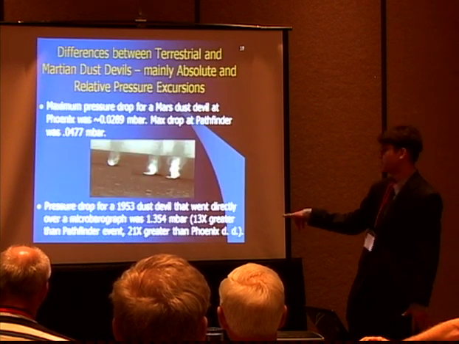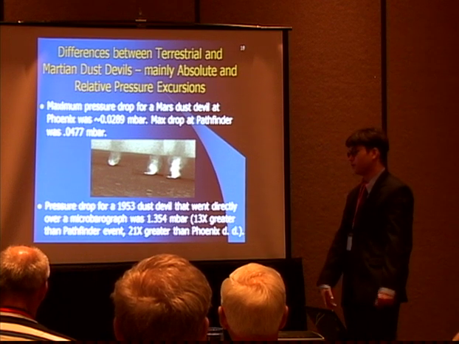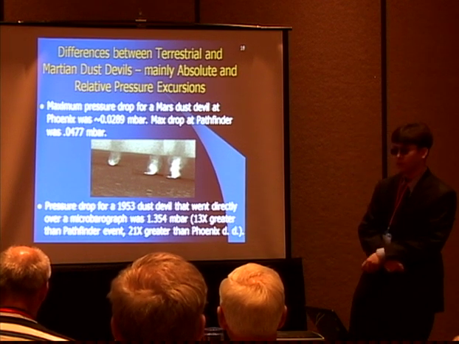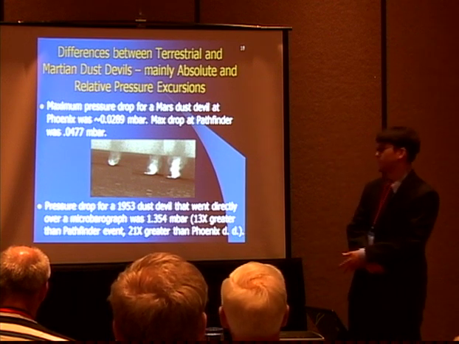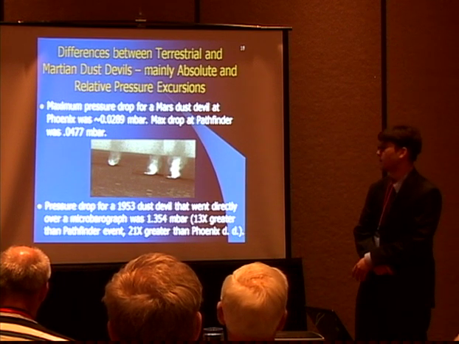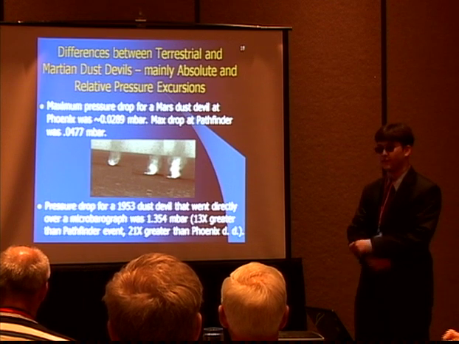Comparison on Earth reveals that in 1953 a dust devil that went directly over a microbarograph increased pressure by 1.354 millibars. So an event on Earth would be about 13 times greater pressure drop than the Pathfinder event and 21 times greater than the Phoenix event.